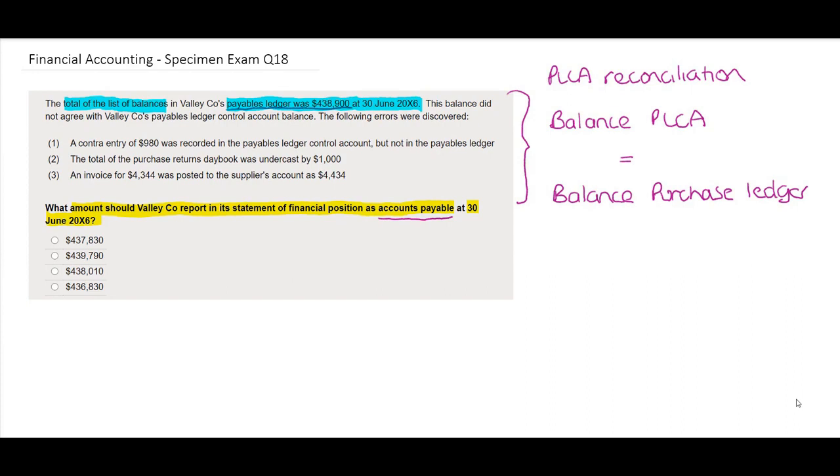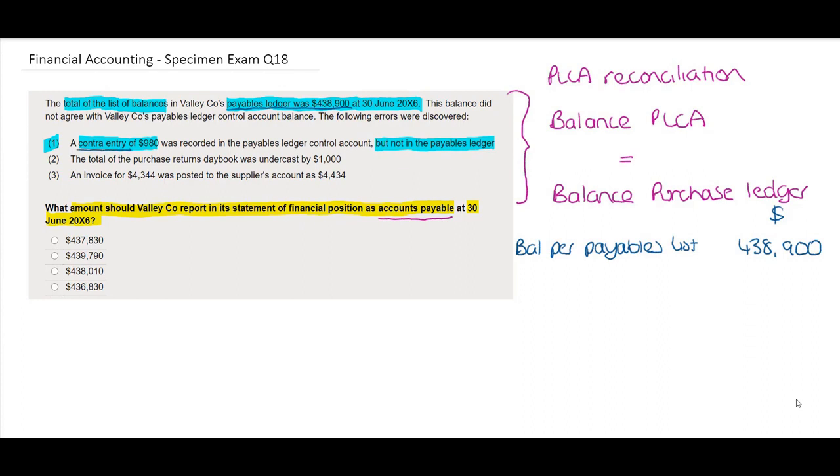So our starting point will be the balance per the payables list, which equals $438,900. We then need to work through the errors and find out whether they relate to our list or whether they relate to the purchase ledger control account. In our first adjustment, it tells us that a contra entry of $980 was recorded in the payables ledger control account, but not in the payables ledger. So this relates to an error in our payables ledger and therefore affects our list.